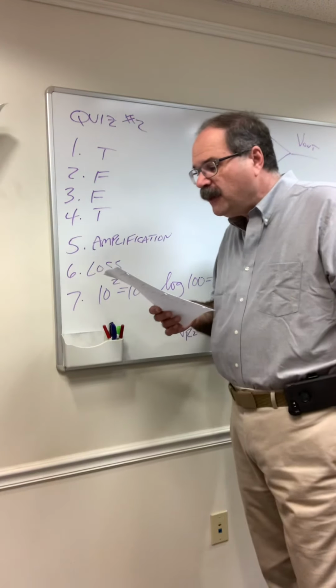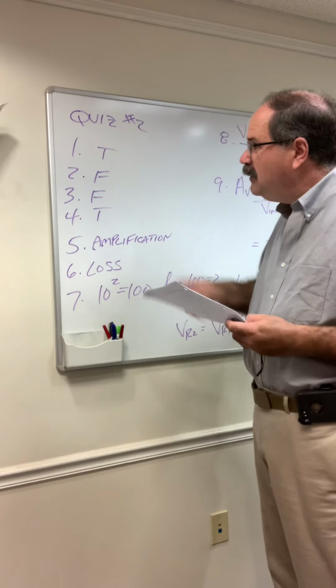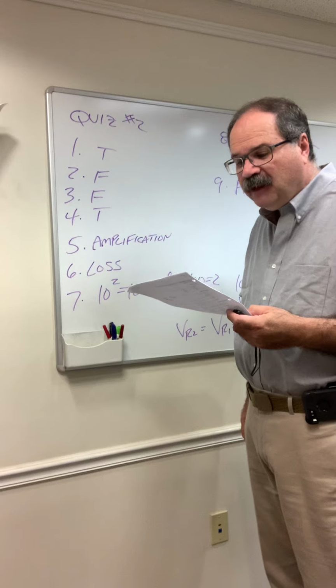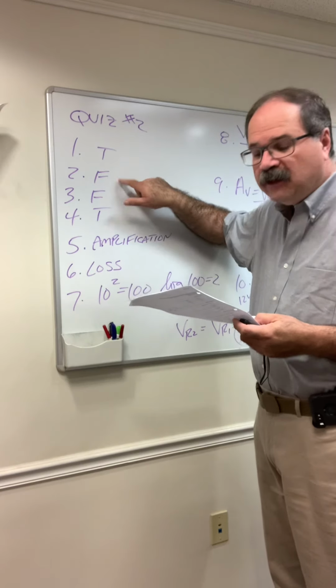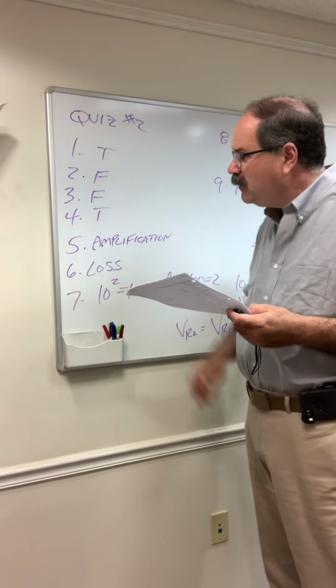I'd like to go over your quiz number 2. Question 1, all signal processing circuits involve gain or attenuation. That's true. Question number 2, a decibel is a unit of power. That's false. Question number 3, a decibel is a unit of voltage.